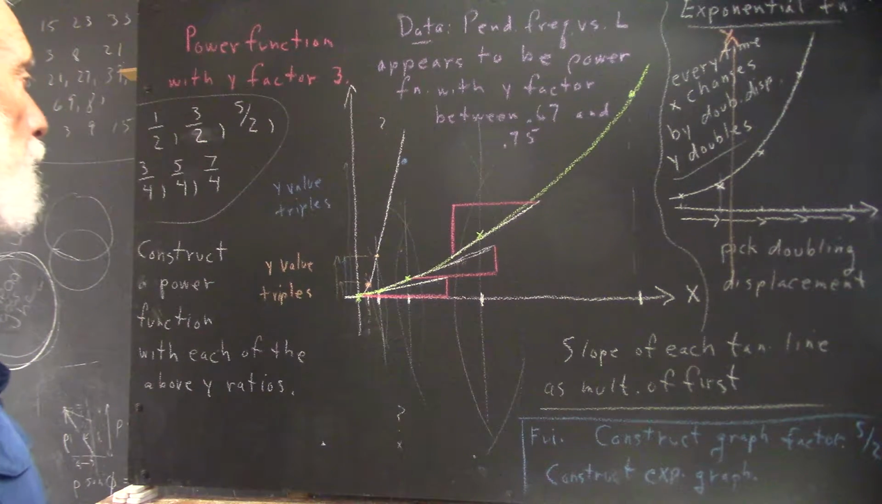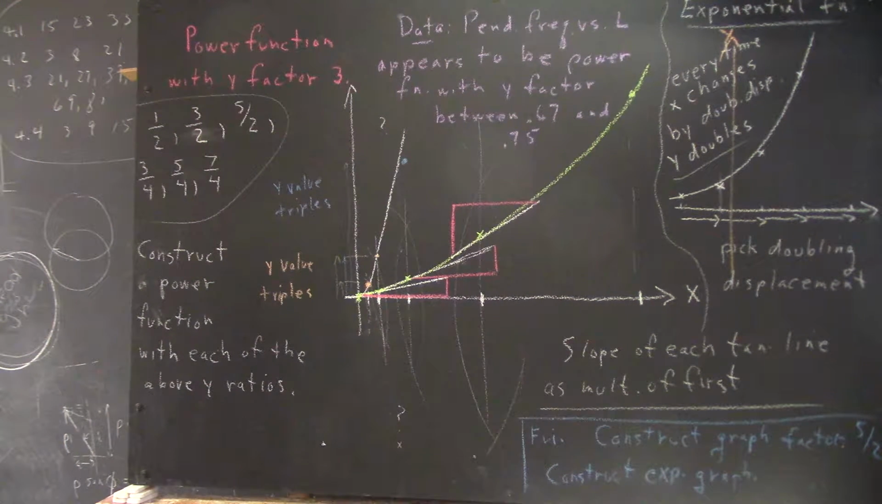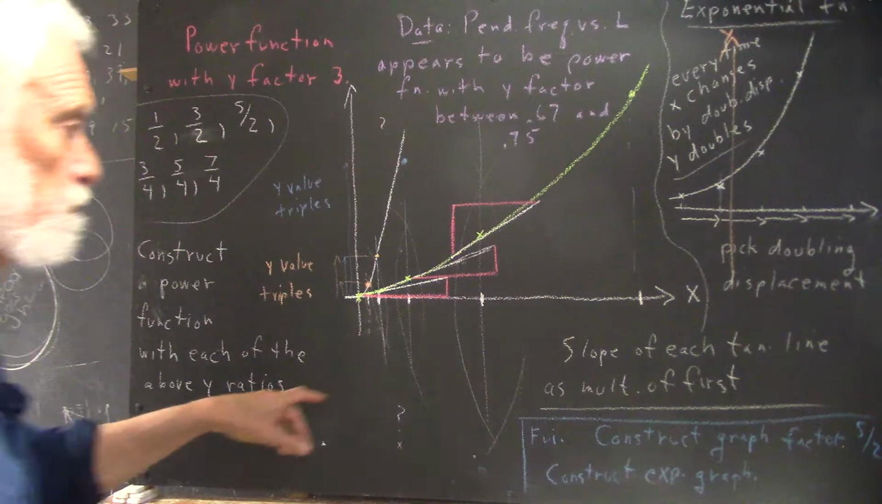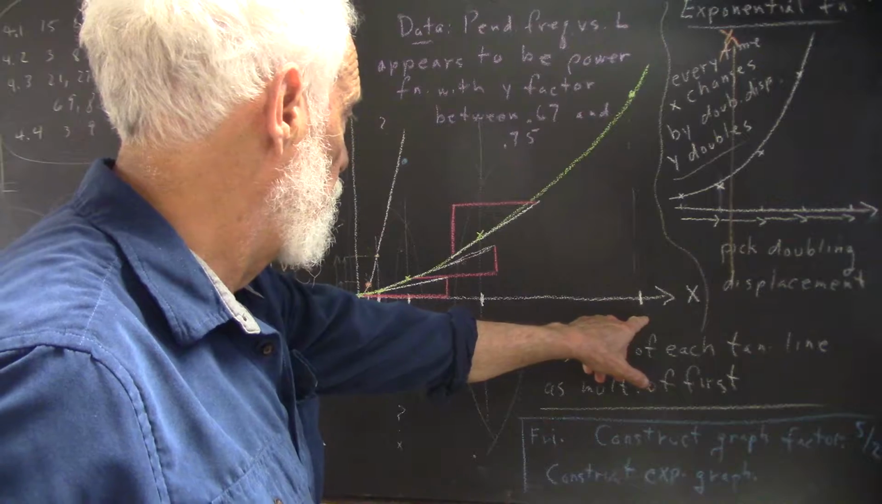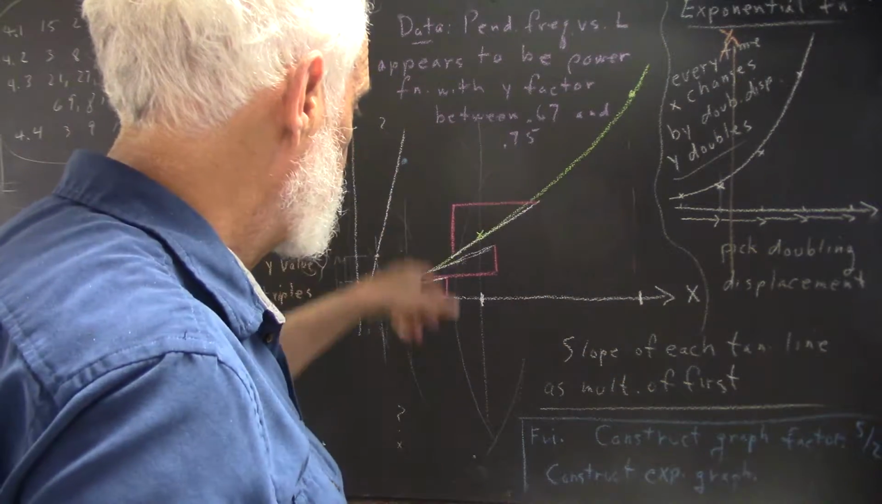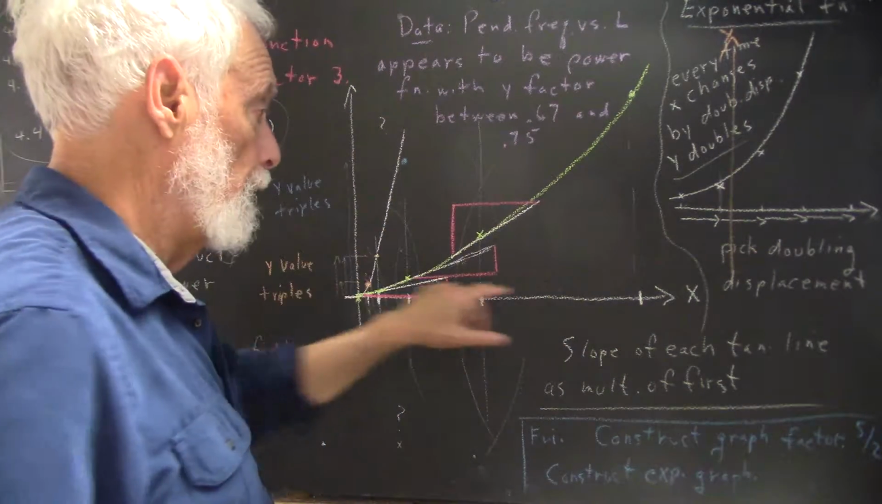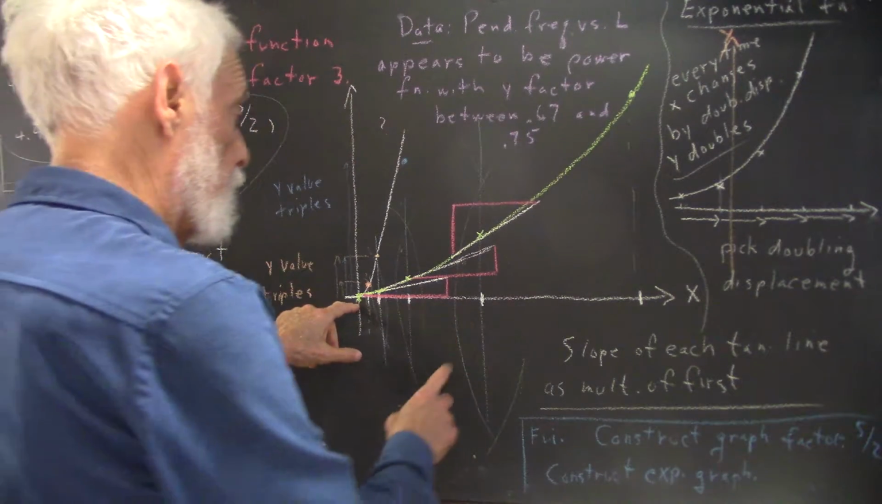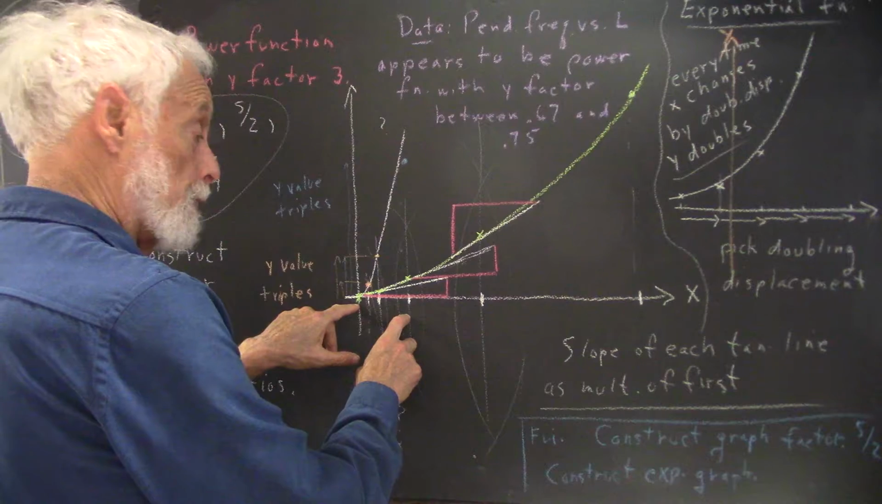We construct a power function with y factor 3. So the graph that we see here is of a power function with y factor 3, and it was constructed as follows. First, we picked an x value out here. We bisected the interval between 0 and this x value to get this x value. We bisected the interval from 0 to this x value to get this one.